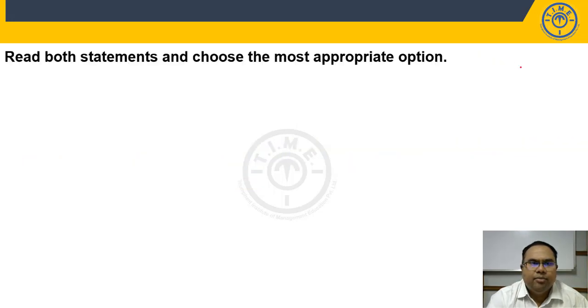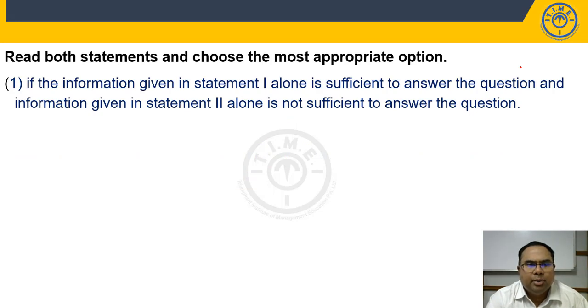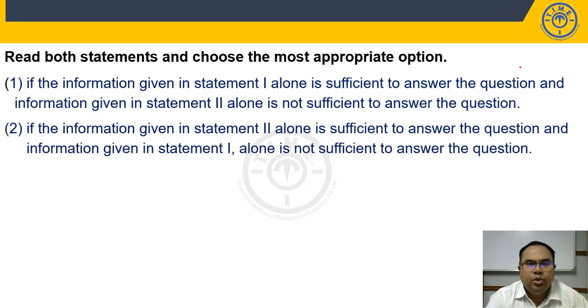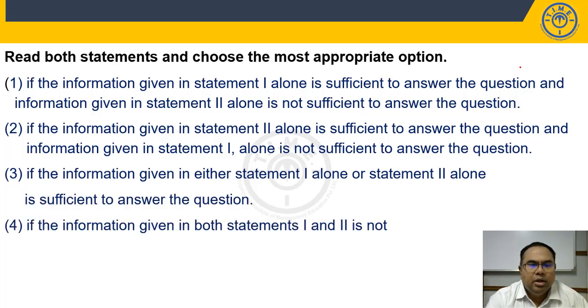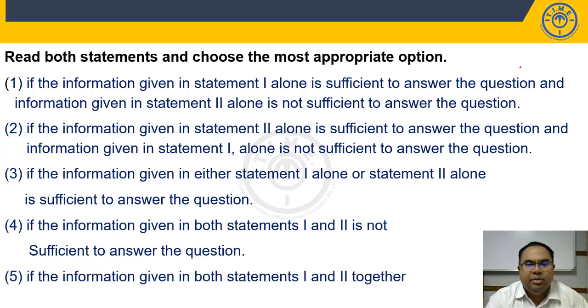Let us start. Choose option 1 if the information given in statement 1 is sufficient to answer the question, statement 2 not sufficient. Option 2, if information given in statement 2 alone is sufficient, statement 1 not sufficient. Option 3, if we get the answer from statement 1 alone as well as from statement 2 alone, individually, then we will mark option 3. Option 4, if the information given in both the statements is not sufficient, individually we will not get, and if we combine also we will not get. Option 5, information in both the statements together is sufficient.